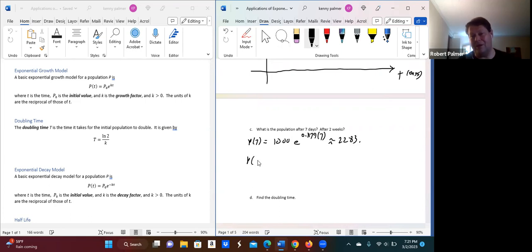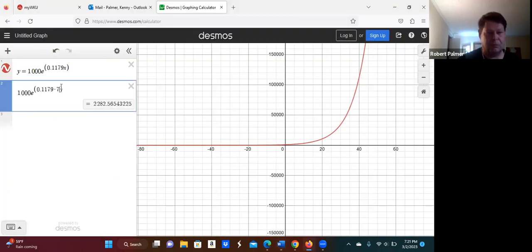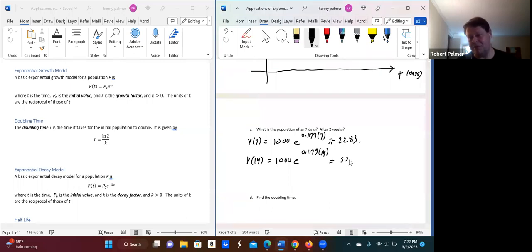Okay, then at 2 weeks, after 14 days. Now, remember, this is exponential growth, so it's not simply going to double in this amount of time. It's going to be larger than that. So 0.1179 times 14. Okay, let's do the same thing. Approximately 5,210. So you can see how rapidly that's growing. After an initial population of 1,000, just after 2 weeks, you've got 5,000. So that's pretty rapid.